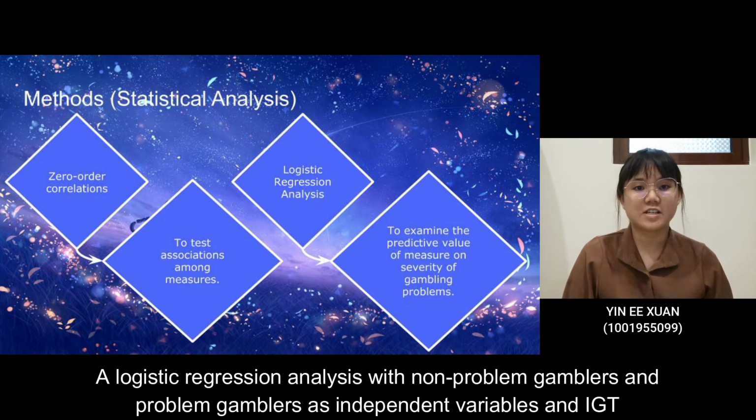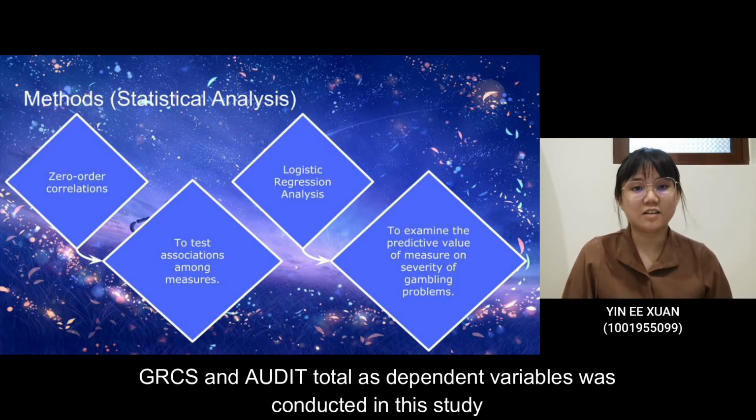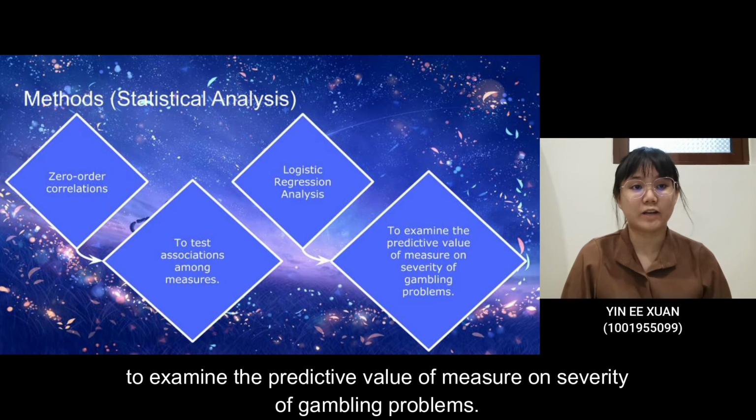A logistic regression analysis with non-problem gamblers and problem gamblers as the dependent variable, and IGT, GRCS, and AUDIT total as the independent variables, was conducted in this study to examine the predictive value of the measures on severity of gambling problems.